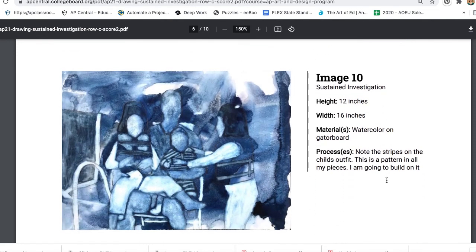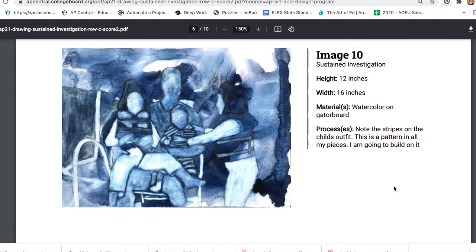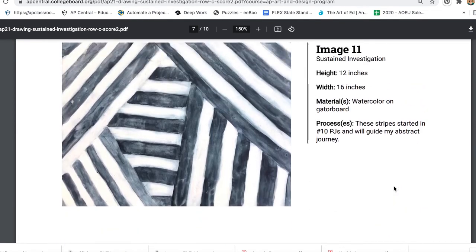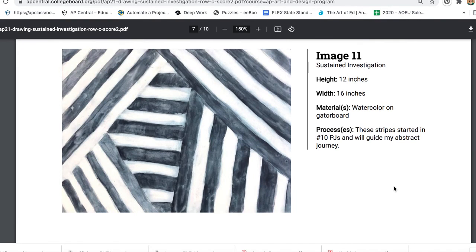Image 10. Note the stripes on the child's outfit. This is a pattern in all my pieces. I'm going to build on it. Image 11. These stripes started in number 10, PJs, and will guide my abstract journey.